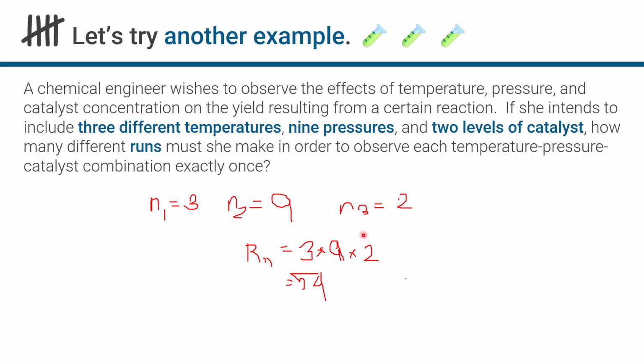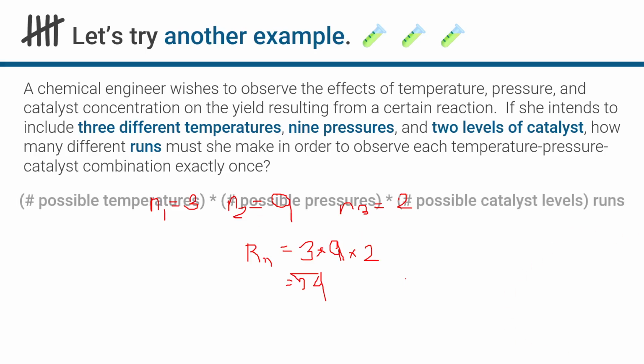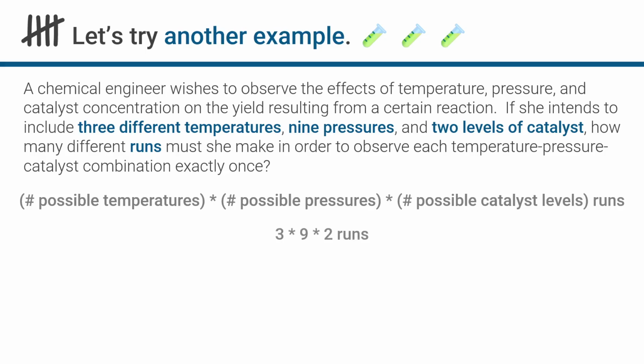So you have the possible number of temperatures. Okay, let's erase all. And then 3 times 2 times 9, you have 54 runs. Alright?